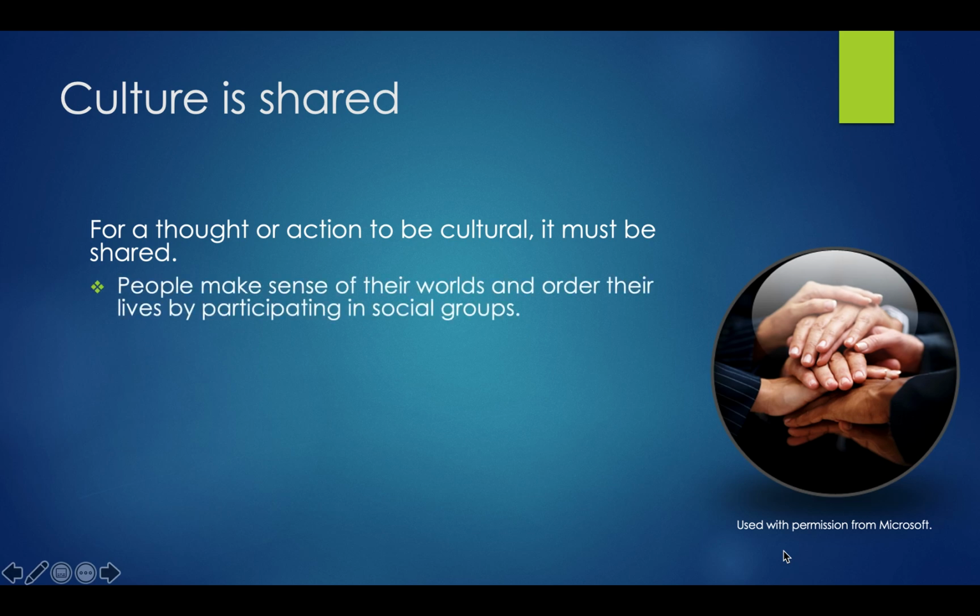People make sense of their world and they order their lives by participating in social groups. The quarantine in the coronavirus case has really brought to light how important social relationships are, right? Because we've been unable to keep up with those social relationships because we're basically isolated in our homes and not able to interact with people.